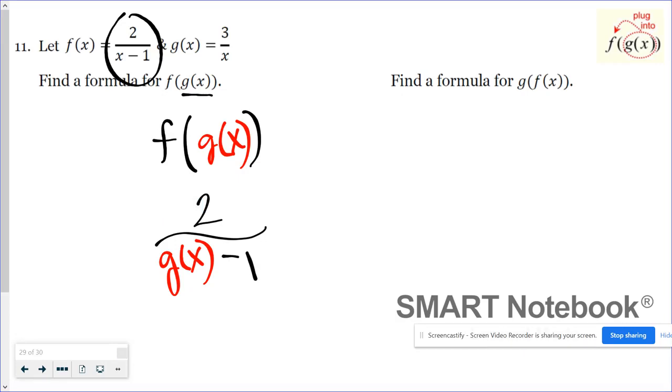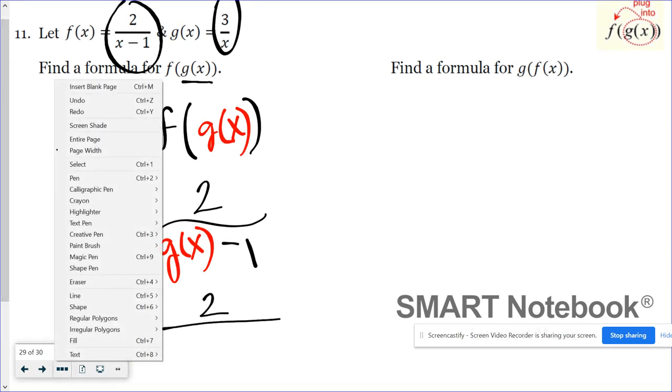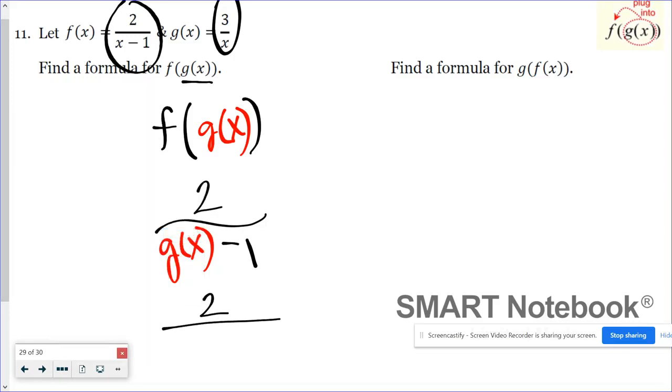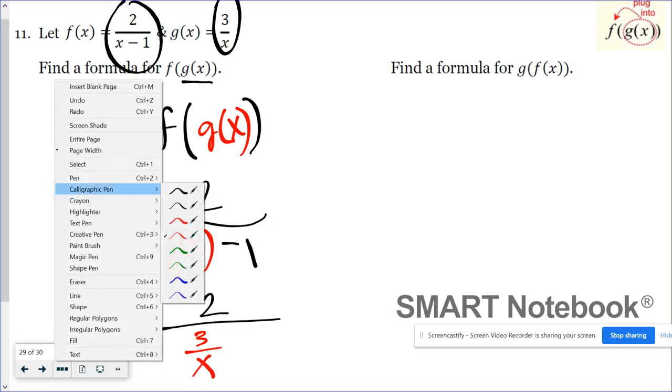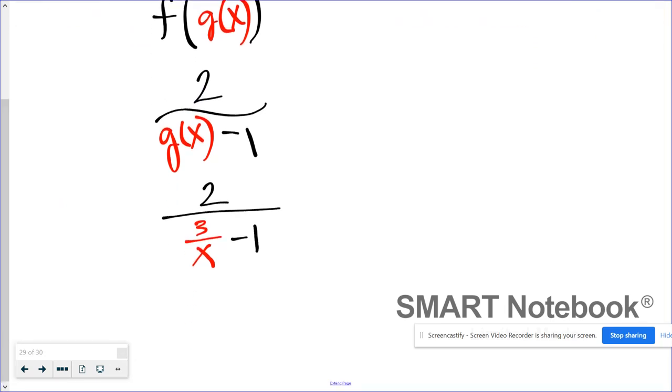So now, after my function notation, I'm actually going to substitute in g of x. g of x is 3 over x, okay? So we have 2 over, and then g of x is the function 3 over x, minus 1, okay? So this is where we are currently, 2 over 3 over x minus 1.